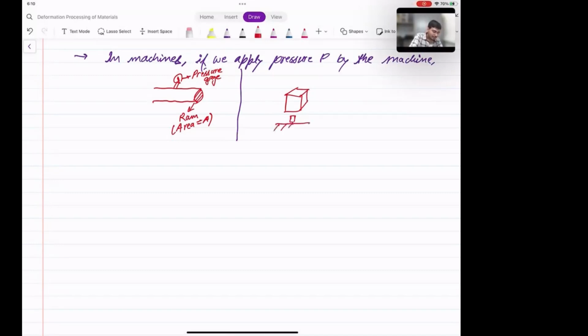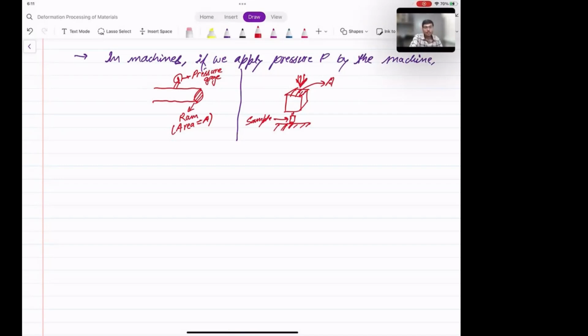This is held on some holder or stage. Okay, so this is the sample, and the ram with cross-sectional area A. This area is, say, A. This applies the load onto the material. Okay.